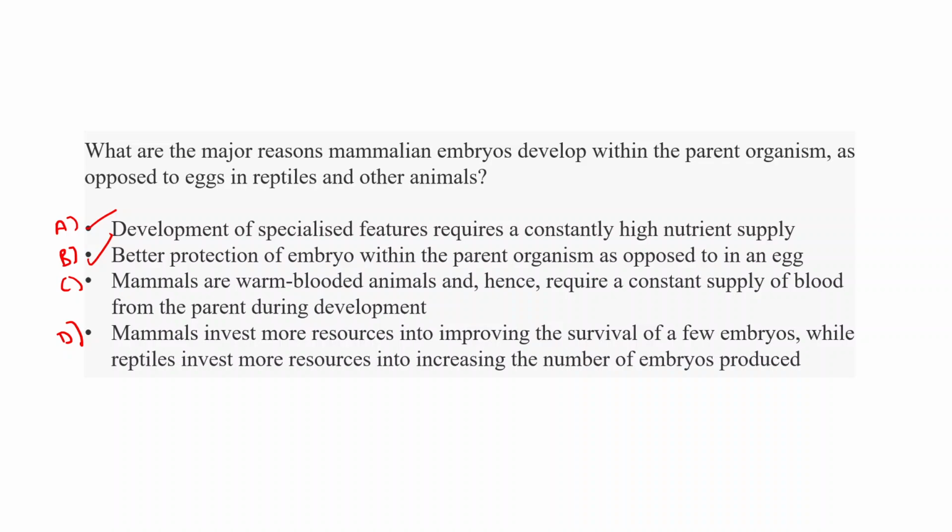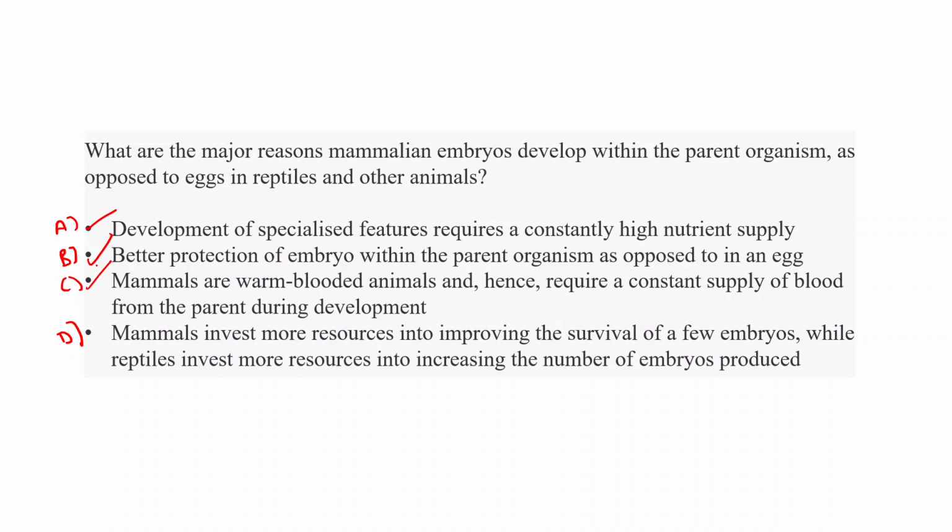Then, mammals are warm blooded animals and hence require a constant supply of blood from the parent during development. Is it correct? Yes. Being endothermic, mammals maintain a constant body temperature, which provides the embryo with a stable environment for development, unlike reptiles, where external temperature affects egg development. So this is also a correct statement.